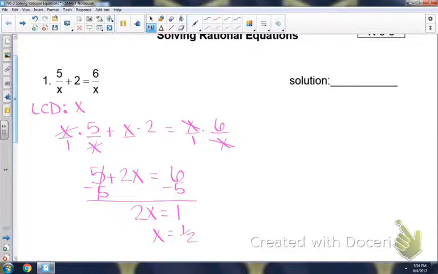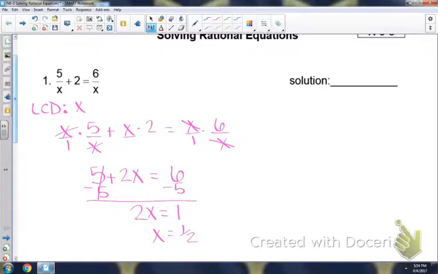Okay? Alright, so we found x. Remember, we've talked about extraneous solutions before. Anytime you're solving a rational equation, the one thing that you need to check for is you need to make sure that it doesn't cause your denominator to be 0, because that would make it undefined. So that's what you're going to be checking for whenever you're solving a rational equation.